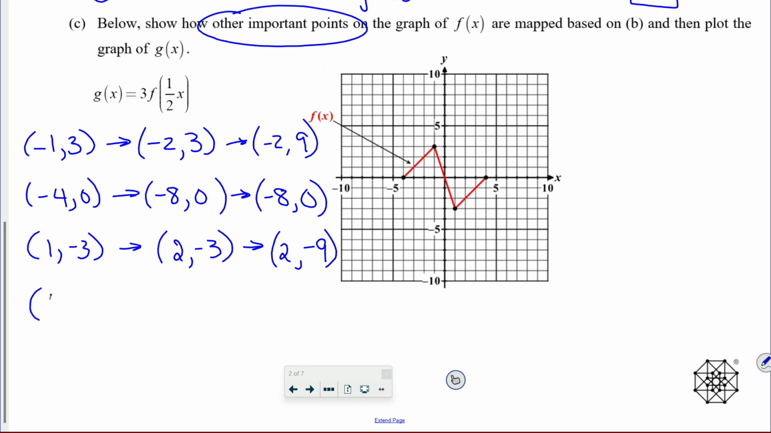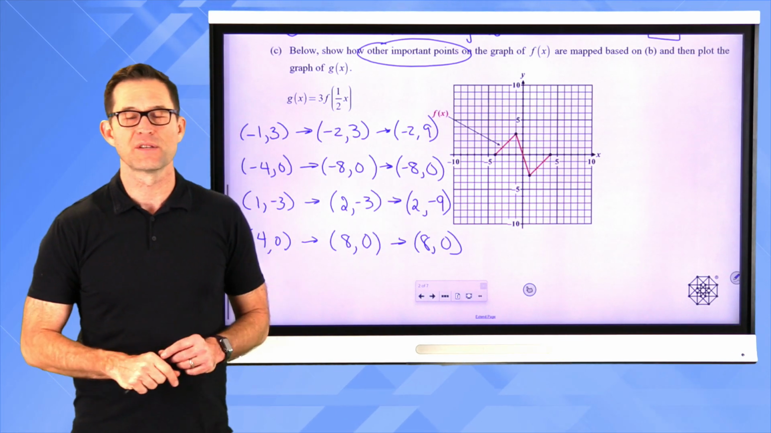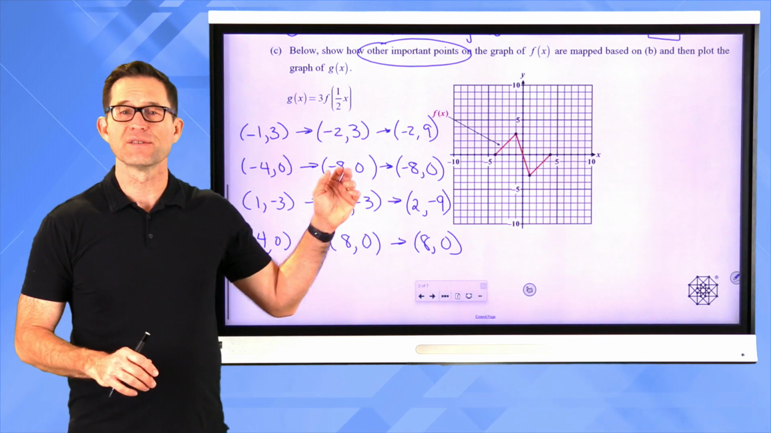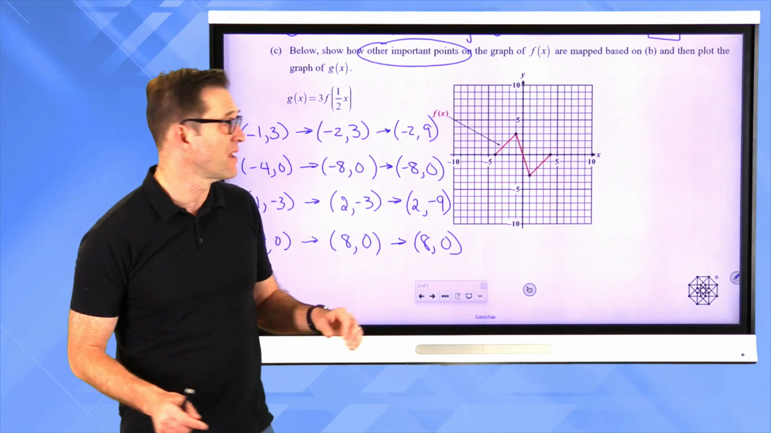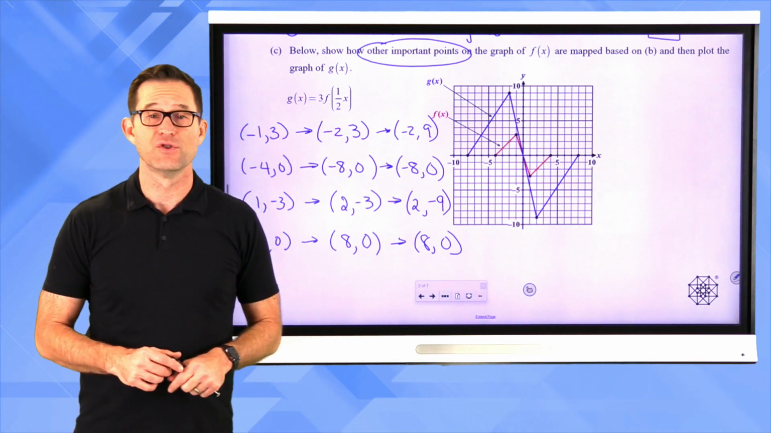And finally, if I take that point 4, 0, stretch it by a factor of 2 in the x direction, then stretch it by a factor of 3 in the y direction. Again, that doesn't change the y-coordinate because 0 times 3 continues to be 0. The great thing now is if I plot those 4 points and connect them with straight line segments, I now get my graph of g of x.